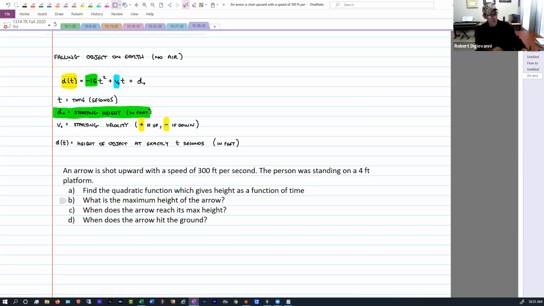So what we need to do is take this right here and start filling in the pieces we know. So d of t will equal, the negative 16t squared will never change. That will always be negative 16t squared unless you decide to be doing this on a different planet, all right? So as long as you're on Earth, this is gonna be true.